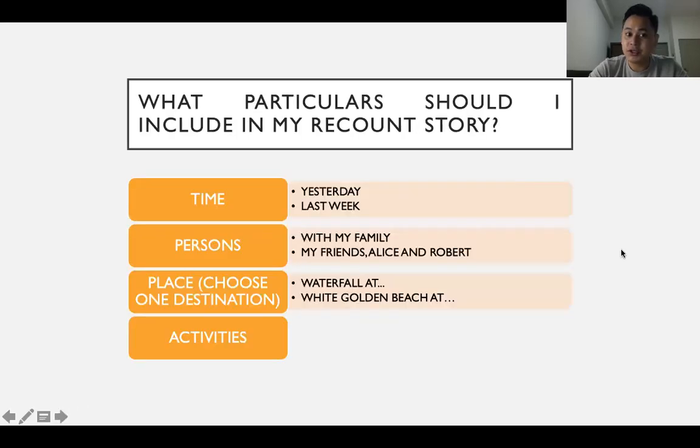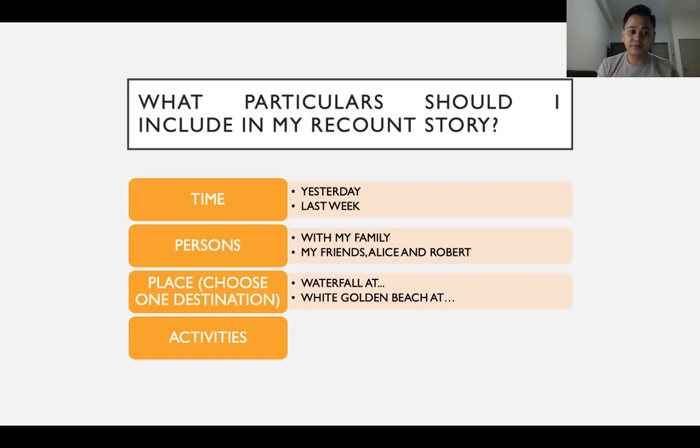So what particulars should I include in my recount? As I mentioned earlier in my previous slides: time, persons, place, and also activities. Time, yesterday, last week, is all in the past. The person is the person involved in your activities. Who are they? Your family, your friends. You can also include the names of your friends, Alice, Robert, etc. And then the place: choose one destination, because for a recount story it is best to describe only one activity, one destination. Going to the waterfall, going to the white golden beach, so please name the place.